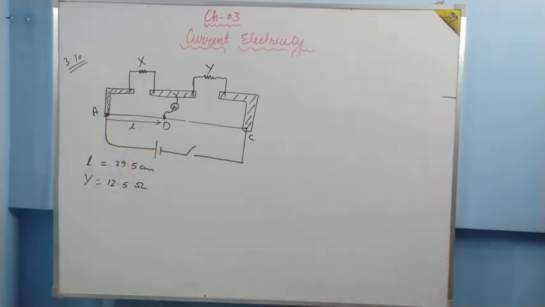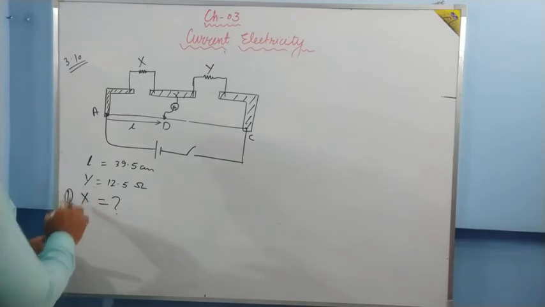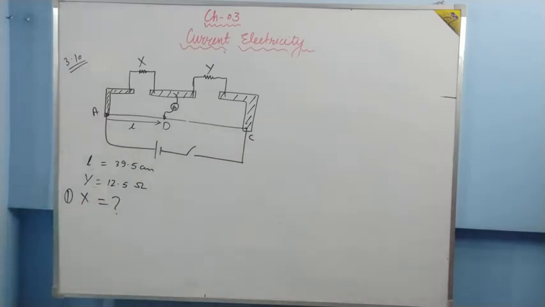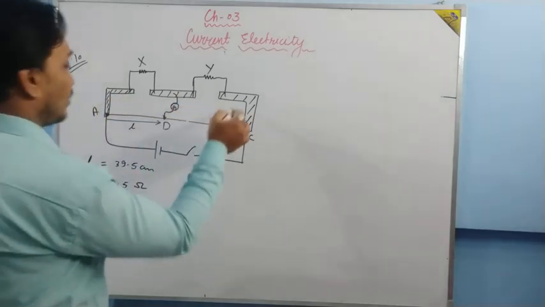Now, the question is, determine the value of X. What is the value of X? This is your first part. The second part says, why is the connection between the resistor and the Wheatstone bridge made of thick copper strips? Why are these thick copper strips there?